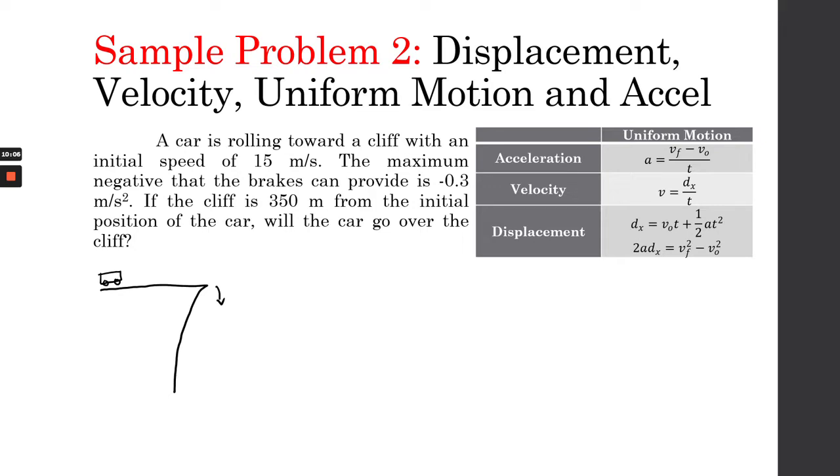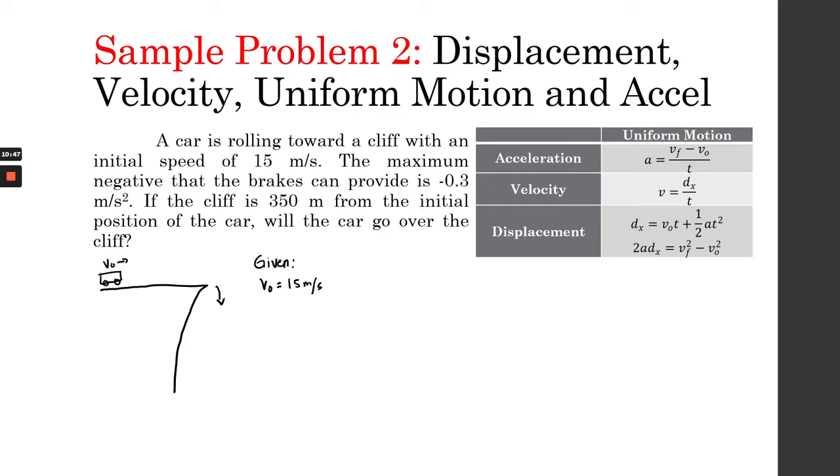From the problem that we have, let's write our given. The initial velocity of the car is 15 meters per second. So the car is moving at the rate of 15 meters per second. And the maximum negative that the brakes can provide is negative 0.3 meters per second squared. So this is actually an acceleration, but it's negative. Remember, acceleration is a vector quantity, so it has a direction. This negative sign means it's going in the negative direction.